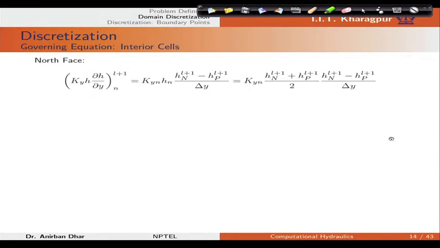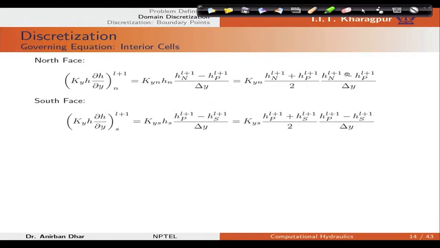Now, if we have northern face again we can discretize or approximate this h n in terms of h N and h P, and the derivative as h N minus h P by del y. Now, if we have southern face, for southern face we have h s, which is the average of h P and h S, and h P minus h S divided by del y.